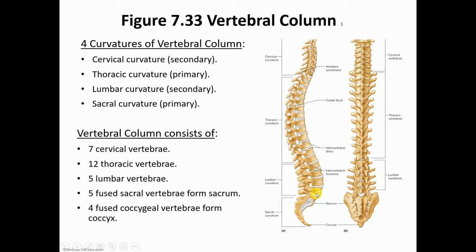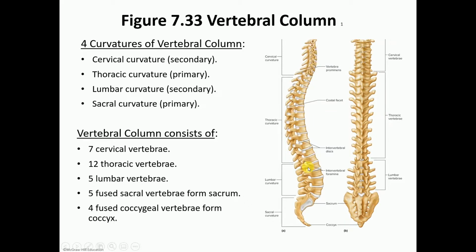5 in the lumbar area, and then we have 5 in the sacral area, but they're all fused together to make this bigger sacrum bone. And then the coccygeal bone is made out of 3 to 5 fused bones. I know your textbook says 4, but it's actually somewhere between 3 and 5. Some have 3 fused, some have 5 fused, so the textbook kind of chose the average.